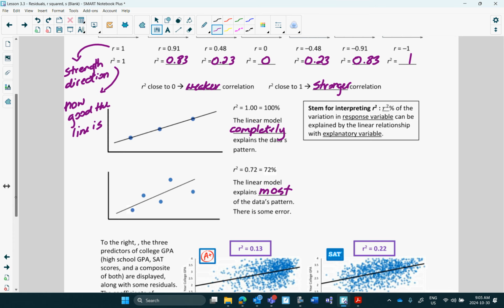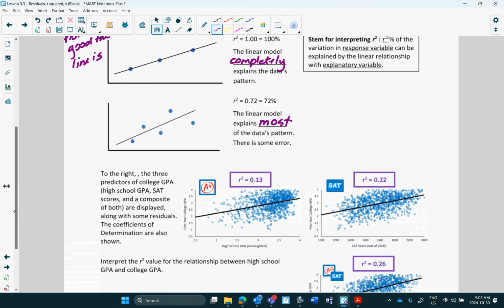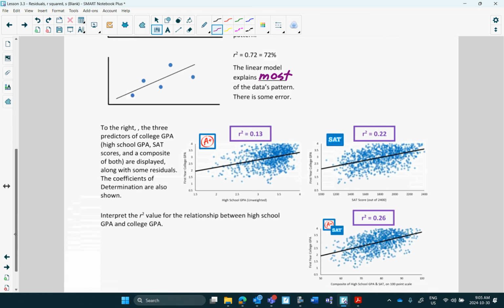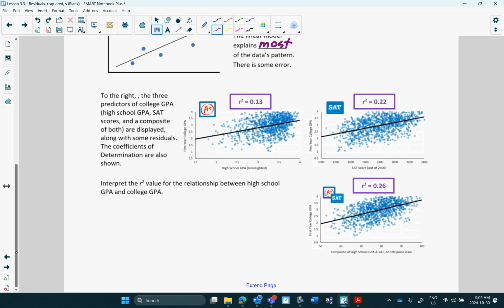So if we go back here to our GPA SAT, we can see it makes sense that r squared will be highest with the composite score. But still, it's not great, is it? I mean, it's 26%. So 26% of the variation in the data values can be explained by this line, but the remaining percent has to be explained by some other factors.